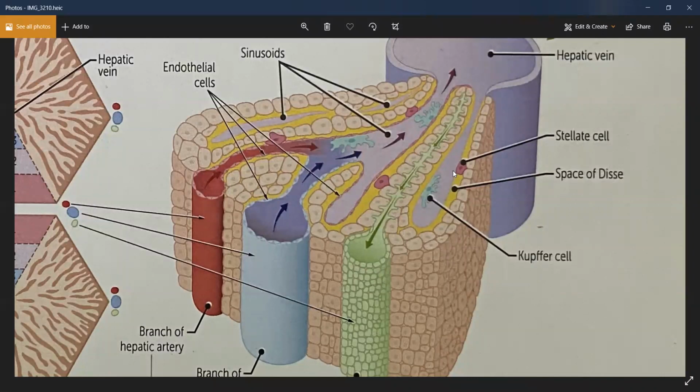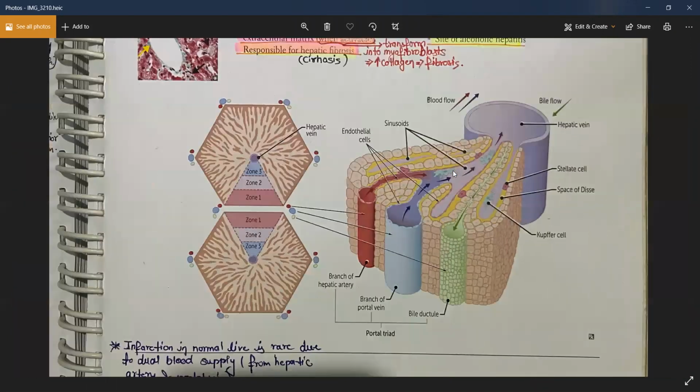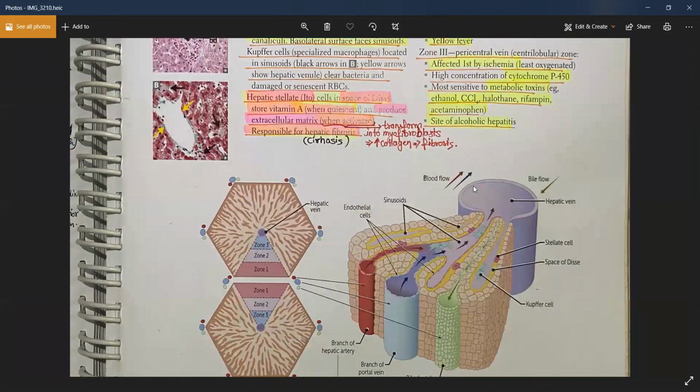The function of these cells is normally to store vitamin A whenever they are inactive. But once some kind of injury happens to the liver, during the wound healing process these cells can get activated. Very important: hepatic stellate cells, or ITO cells, store vitamin A when inactive. But whenever an injury happens and they get activated, they transform into myofibroblasts.